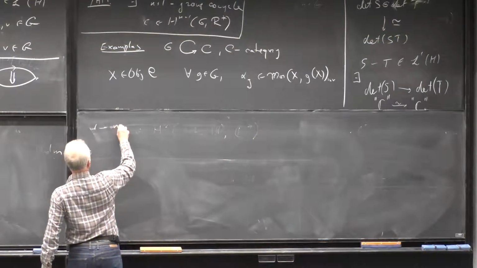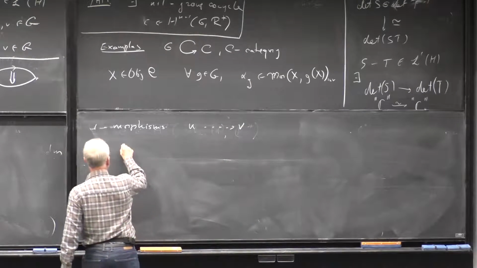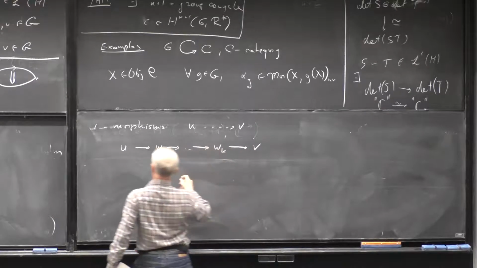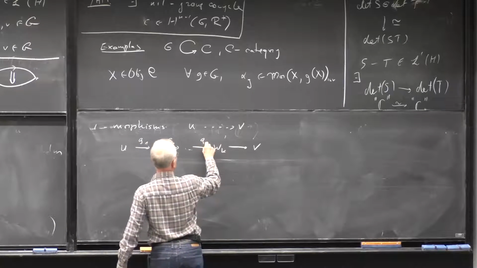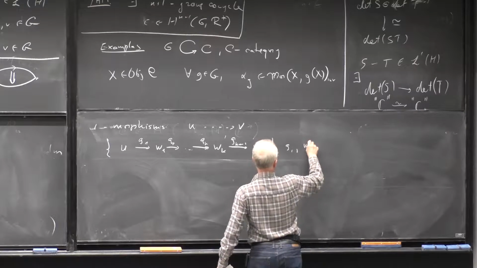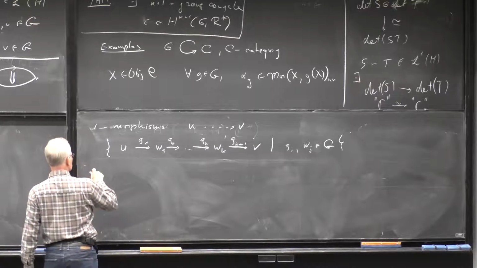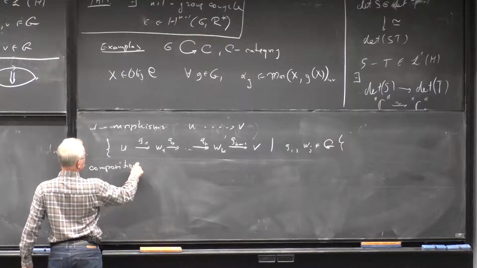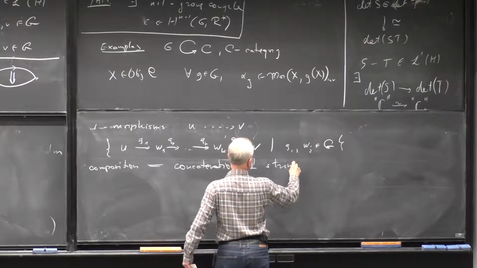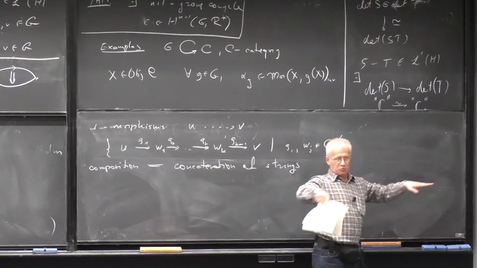So one morphisms between U and V actually will be strings of elements of the form U, W1, ... WK, V, and group elements G1, G2, ... GK, GK plus 1. A set of such strings. And the composition of one morphisms is the same as concatenation of strings. I've got a string starting with U, ending with V, then another one starting with V, ending with Z. Let's put them together. Okay.